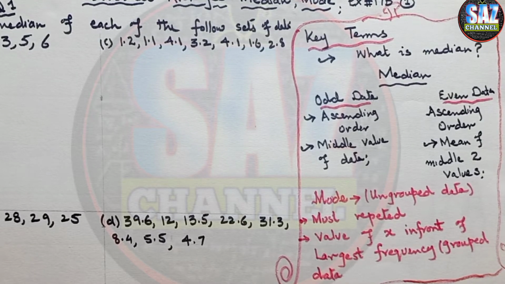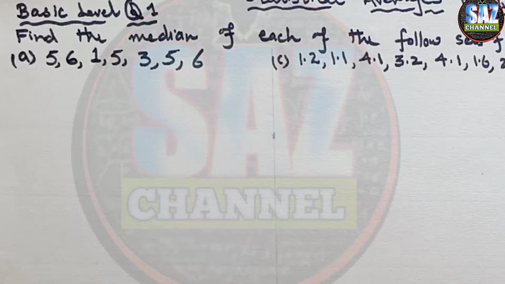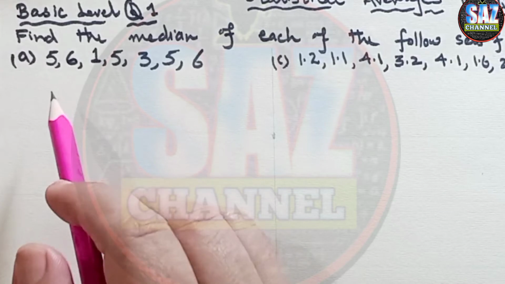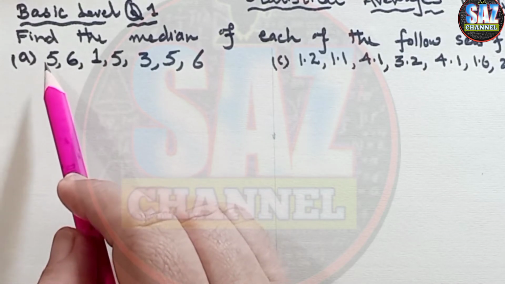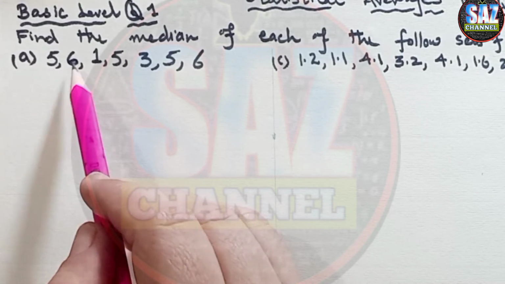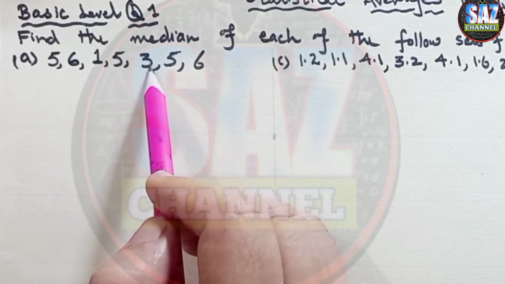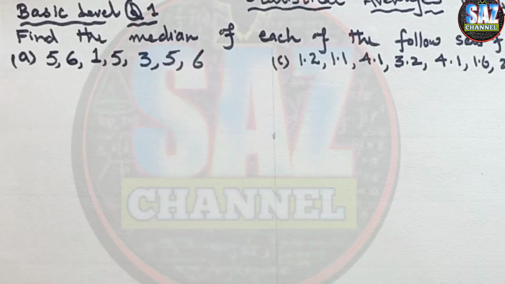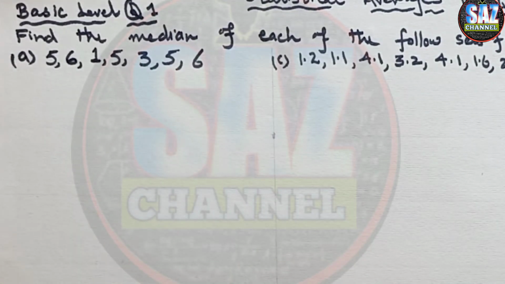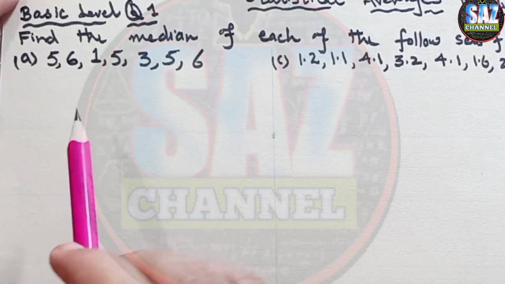Let's move to the actual lesson, and in this class we'll be discussing basic level question number 1. Question 1 says find the median of each of the following sets of numbers. The first part is 5, 6, 1, 5, 3, 5 and 6. We have to find the median, and the situation is ungrouped data.